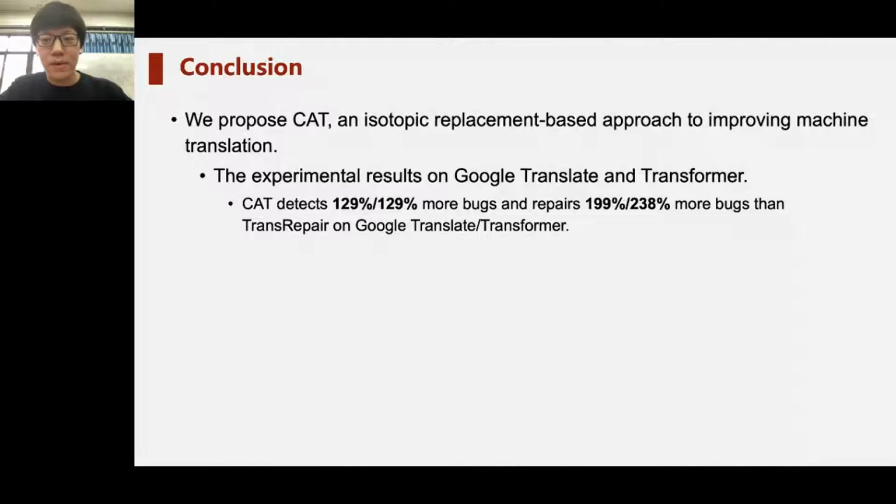To conclude, we propose CAT, an isotopic replacement-based approach to improving machine translation, and the experimental results on Google Translate and the Transformer show that CAT performs better than trans-repair.